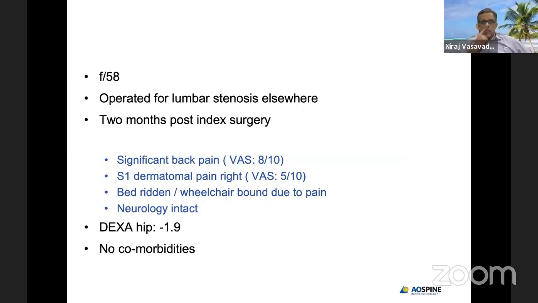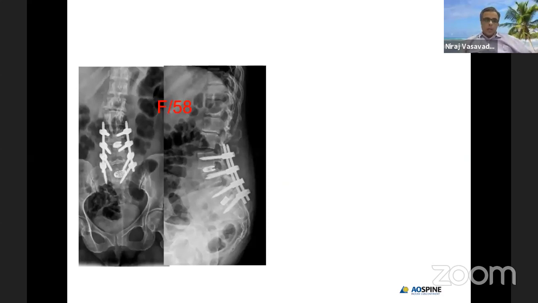I'll quickly go to the second case and then maybe we can take a few questions, if you agree to that. This is also a sagittal parameter kind of case only. This is a female of 58 years, operated for lumbar spine stenosis elsewhere. 2 months post index surgery, patient came in a wheelchair. Significant back pain, VAS was 8/10. S1 dermatomal pain on the right side, VAS was 5/10. Bedridden, wheelchair bound, neurology intact. DEXA of the hip, because the patient had already been implanted and there was no pre-op DEXA available. So we only did the hip DEXA, which was minus 1.9, no comorbidity. So these are the x-rays.